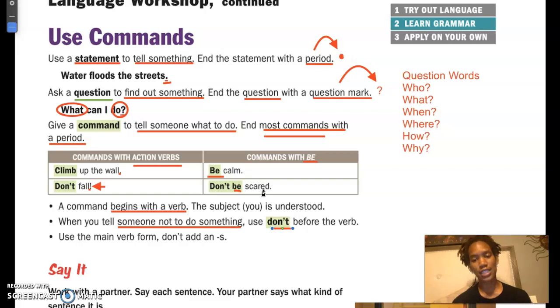This is a command that uses don't, because I do not want you to talk while I'm talking, because you need to pay attention. All right.